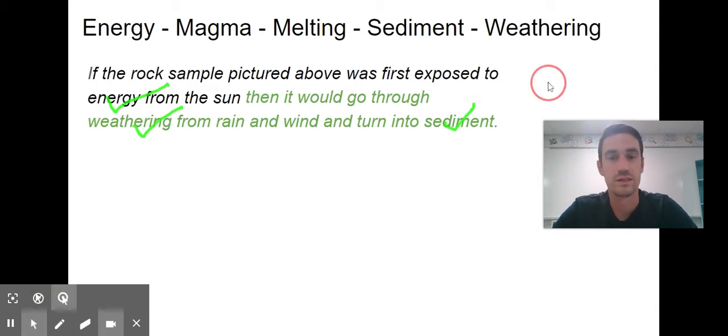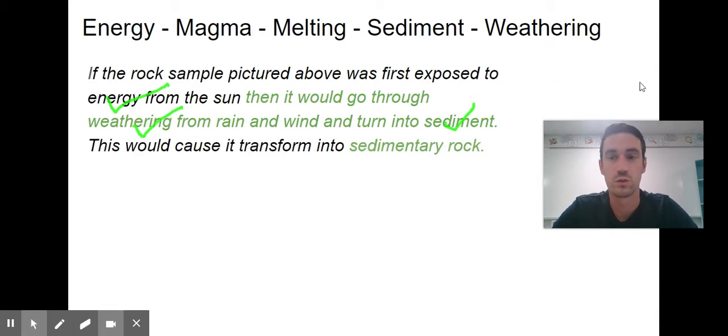My next part is what it would turn into. This would cause it to transform into sedimentary rock. We know that material that goes through weathering and then turns into sediment will turn eventually into sedimentary rock. That was the first part of my question of what happens if it's exposed to the sun. Energy from the sun is always going to form sedimentary rock.